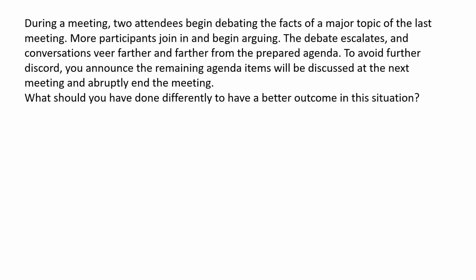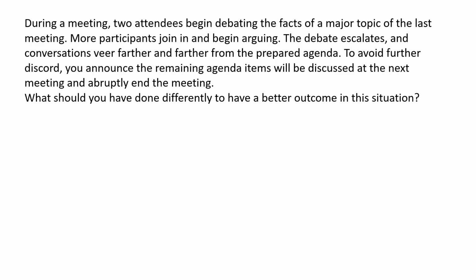The very first question: during a meeting, two attendees begin debating the facts of a major topic from the last meeting. More participants join in and begin arguing. The debate escalates and the conversation veers further and further from the prepared agenda. To avoid further discord, you announce the remaining agenda item will be discussed at the next meeting and abruptly end the meeting. What should you have done differently to have a better outcome in this situation?